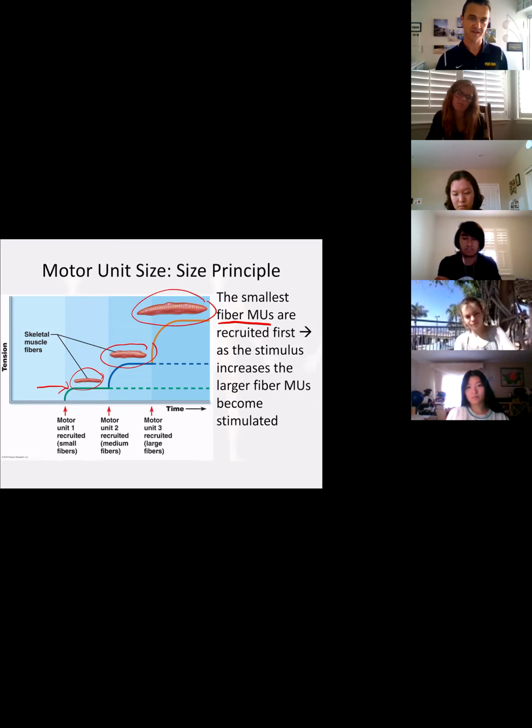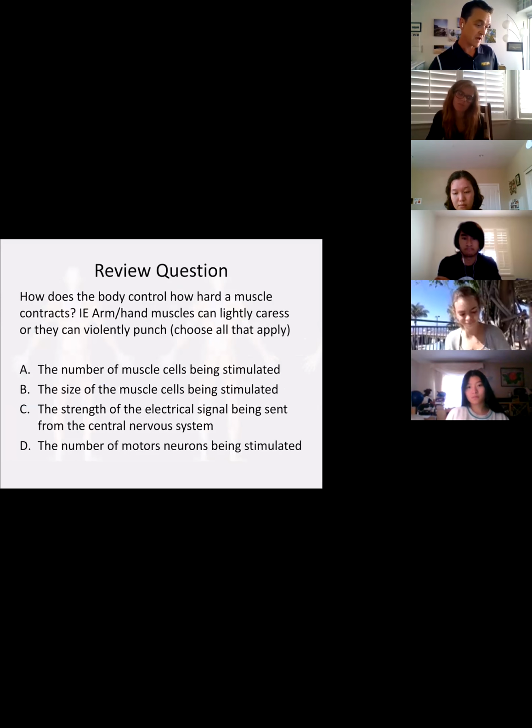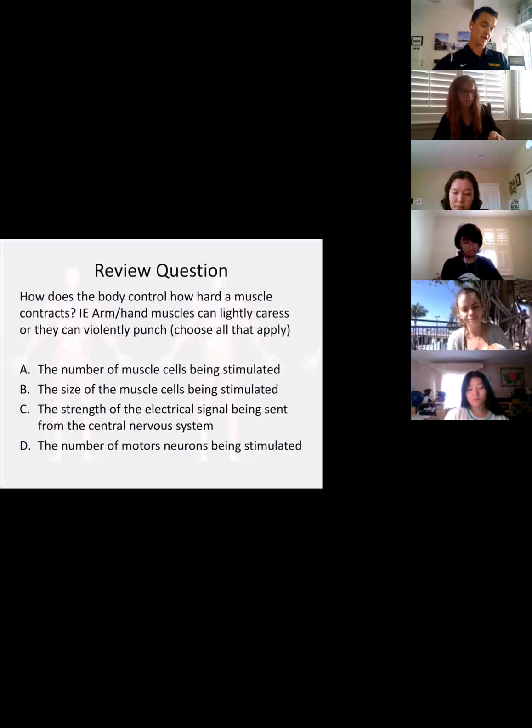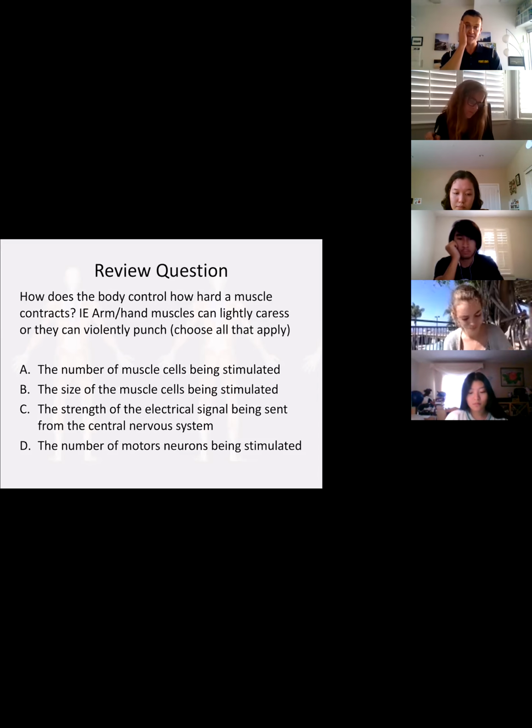Yeah, cool. Okay, so let's walk through this question. How does the body control how hard a muscle contracts? For example, the same muscles that I would use to reach across and grab Eve's face and give her a nice little caress, I could use when I'm working out to punch a punching bag as hard as I can. It would be the exact same muscles. So how does my brain change the amount of force I produce? Which factors would vary?